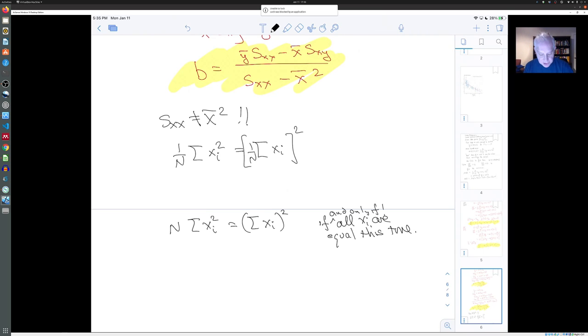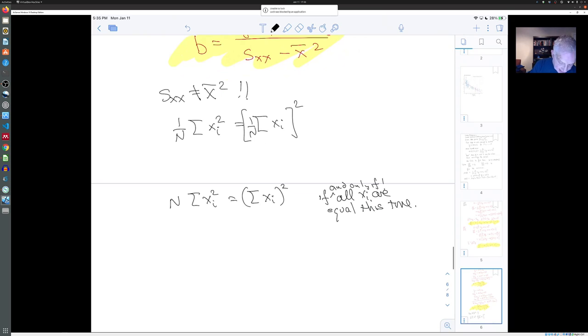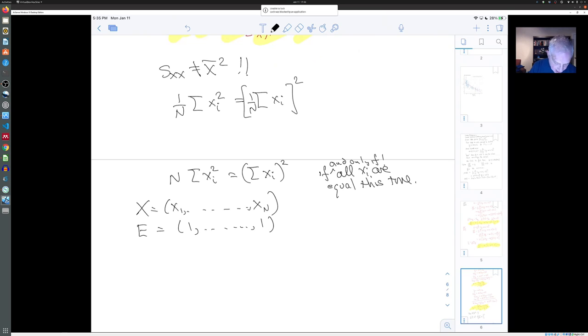To see that, you can use a little bit of vector calculus. Namely, you can let x be the vector x1 up to xn, and let e be the vector 1 out to 1. Then the norm of x squared is the sum of xi squared. The norm of e squared is n, because it's 1 squared plus 1 squared plus 1 squared, which is n. And x dotted with e is the sum of the xi's, and then you square it.